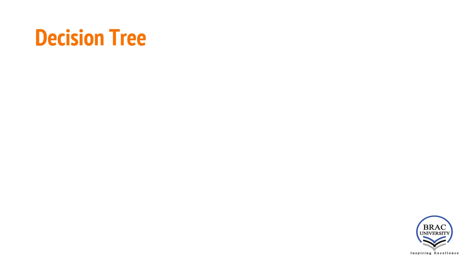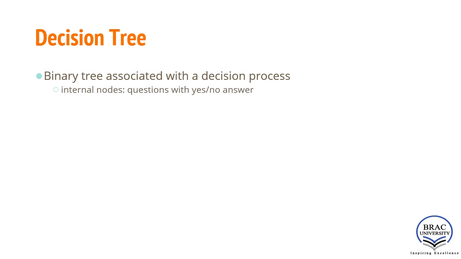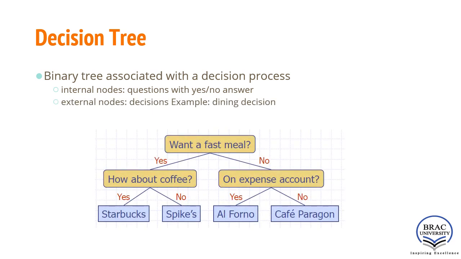A binary tree associated with a decision process is called a decision tree, where internal nodes are questions with yes/no answers, and the external nodes are decisions. An example can be a dining decision or any kind of decision. So here is an example of a decision tree, where internal nodes are just questions and the answer should be just yes or no, and external nodes are dining decisions.